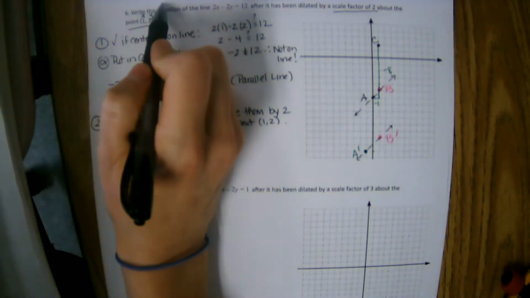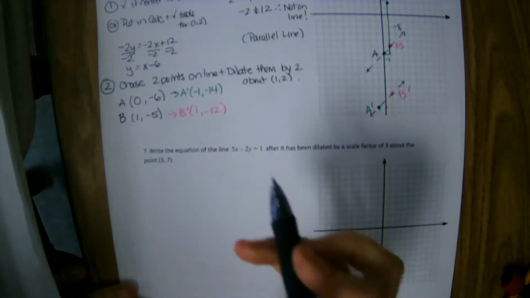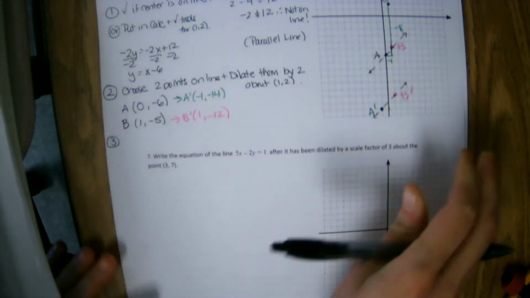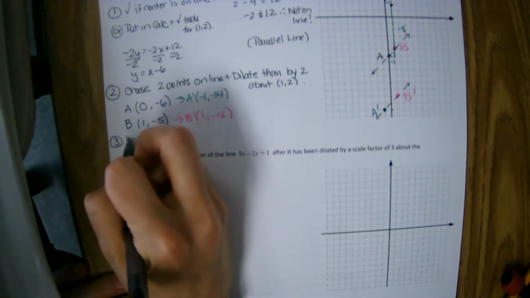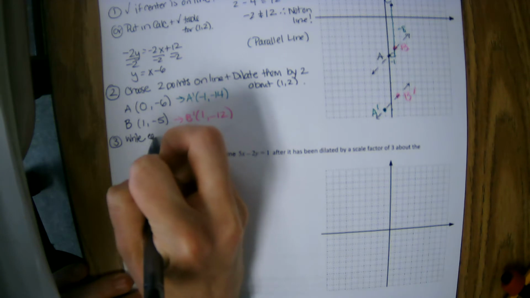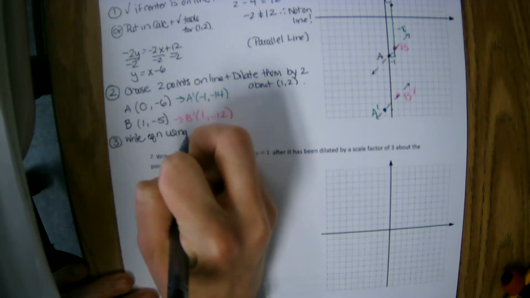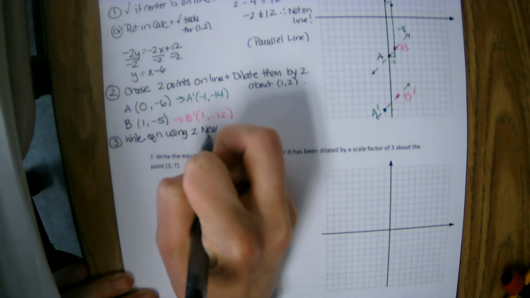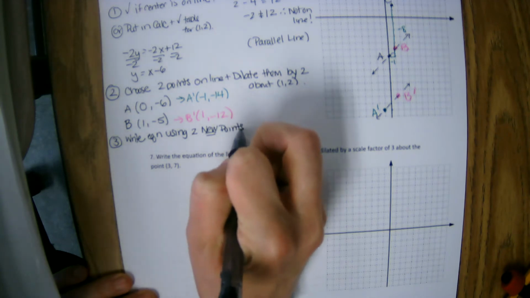Okay, so now we have our 2 points, but we were asked to write the equation of that line. So now for step 3, we're going to write, I don't have much room here, but write the equation using the 2 new points, and that's really important to use those 2 new ones.